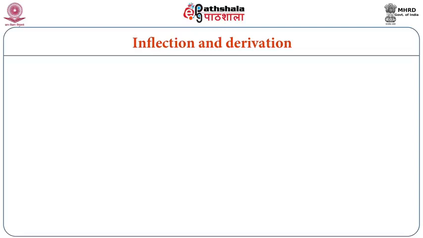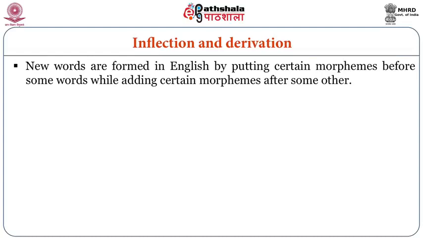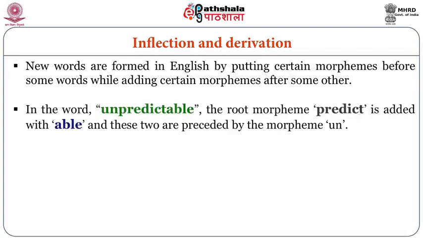Now let's also discuss quickly what is inflectional and derivational morphology. New words are formed in English by putting certain morphemes before some words while adding certain morphemes after some words. In the word unpredictable, the root morpheme predict is added with able, predictable, and those two are preceded by the morpheme un, unpredictable. So in a nutshell, there are three. Root word is predict, un is prefix, able is suffix that makes it into another word, unpredictable.